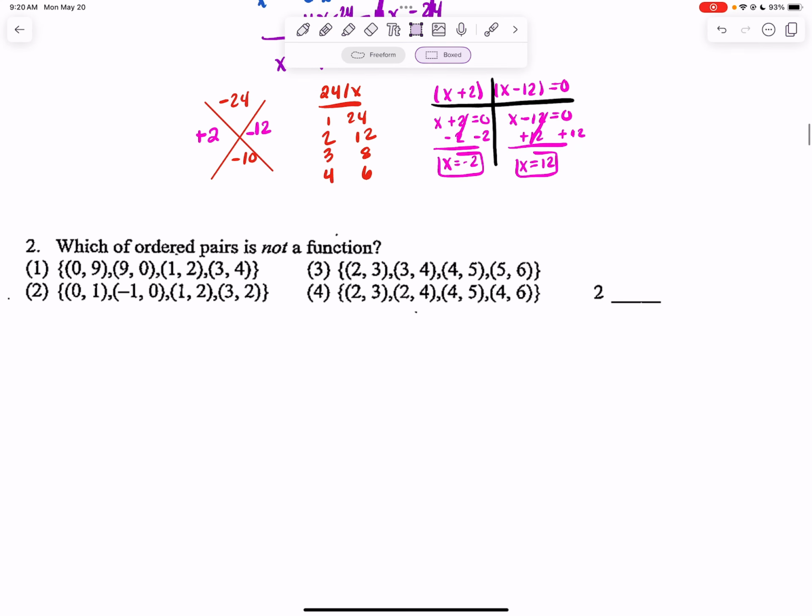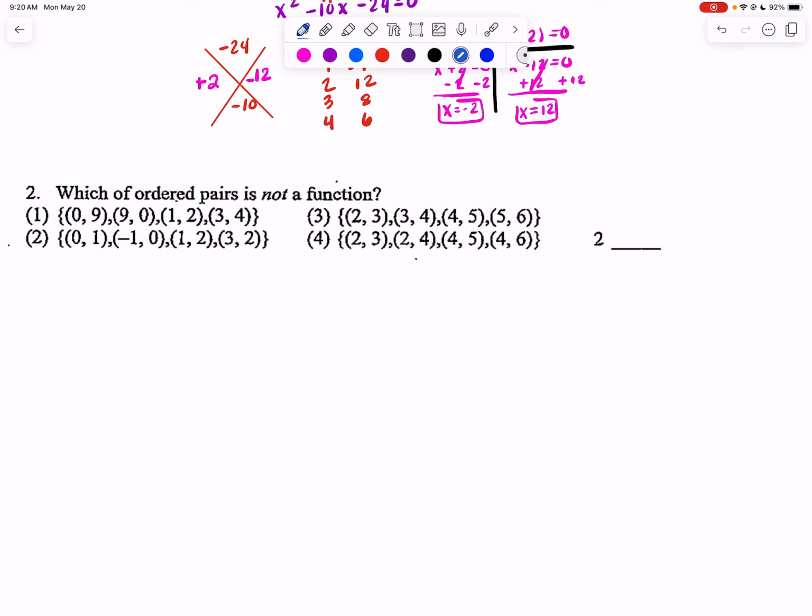Hi everyone, now we're going to look at question number 2. It says, which of the ordered pairs below is not a function? In order to do this question, there's no way to do it on the calculator. We have to remember what the definition of a function is. So the key math word here is function.